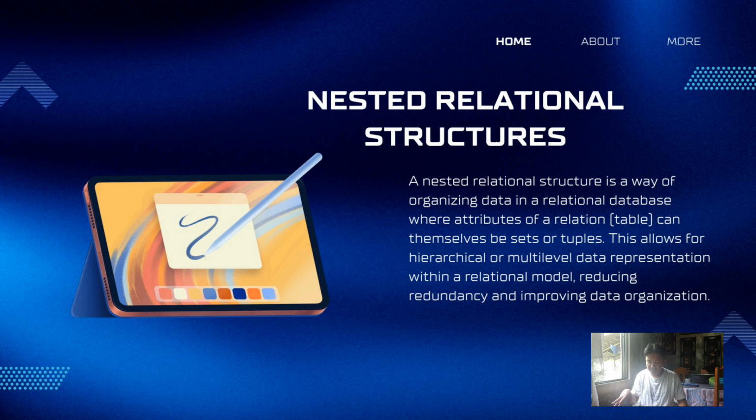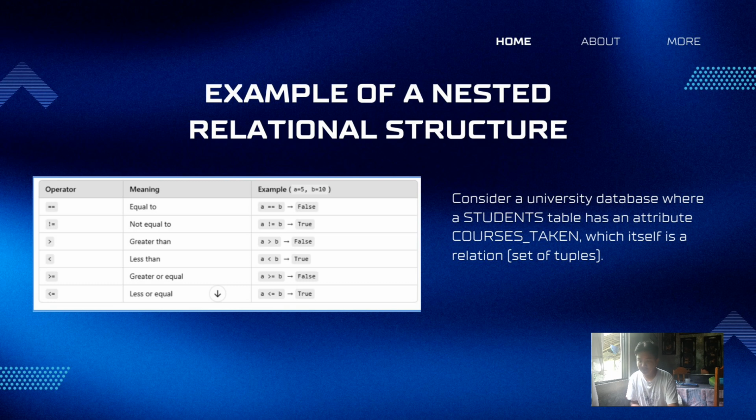An example is a university database where a student table has a column courses taken, which itself is a list. This reduces redundancy and improves organization, no? So, also here is the example of nested relational structure. It is also a university database where the students table has an attribute courses taken, which itself is a relation or set of tuples, right?